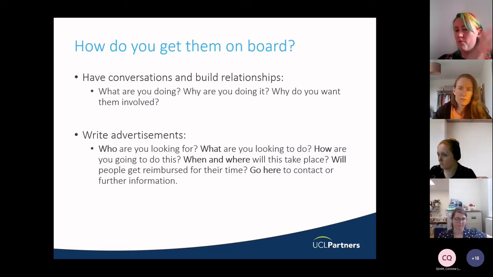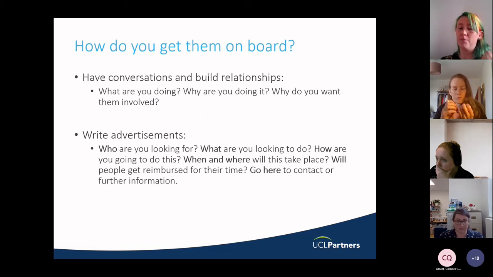What is it you're looking to do? So ultimately, what is that ambition? What is your purpose? How are you going to do it? So what's the activity going to look like? Is it going to be a one-off thing? Is it going to be a long-term sustained project? When and where is it going to take place? Is there a specific time and day that I need to be available for this? Is it online? Is it in person?